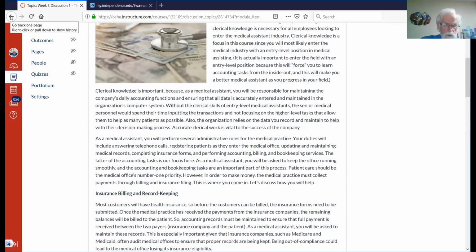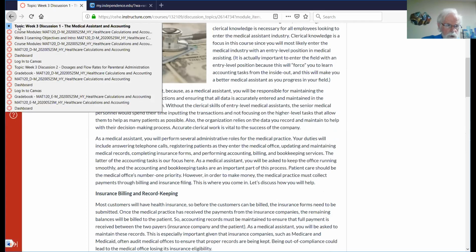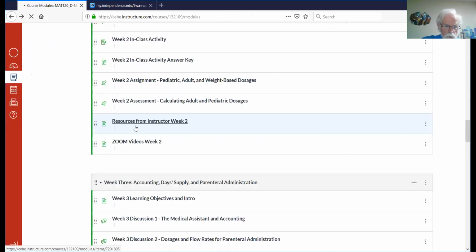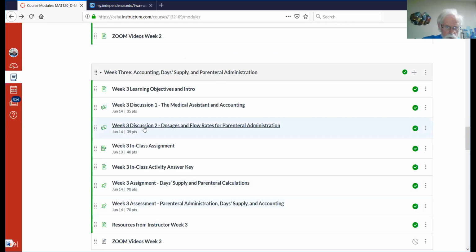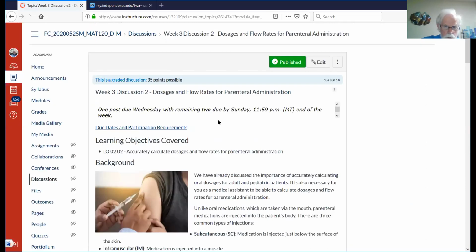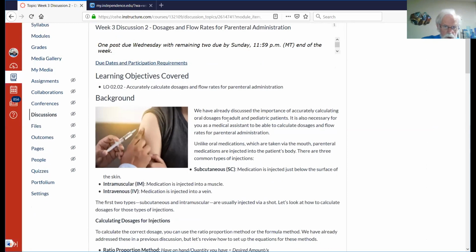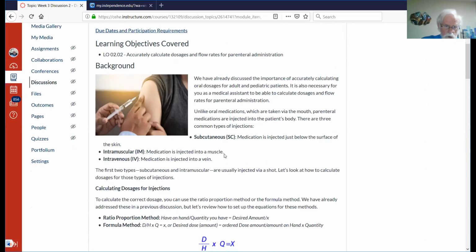We'll talk a bit about discussions in a moment, but I'm going to back up here and go to the second discussion of the week, which is really where we're going to put a lot of our time today. This is about flow rates for parenteral administration. This is really not a great picture for the topic. It does give you one idea of one method of injection.